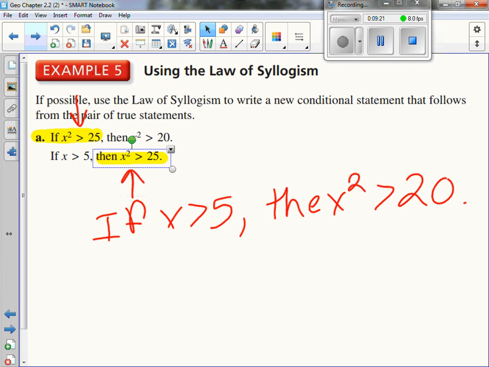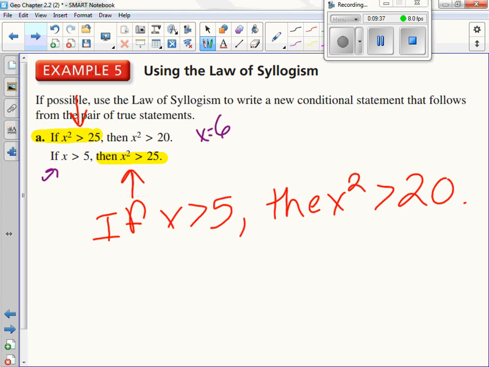So let's start with this one here. If x is greater than 5, so what would be a value that works for that? So let's say x is 6. Is x greater than 5? Yeah, x is 6. Then x squared is greater than 25. Well, x squared, 6 times 6 is 36. If 36 is greater than 25, well, yes, that's true. Then 36 is greater than 20. Yes, it works all the way through.